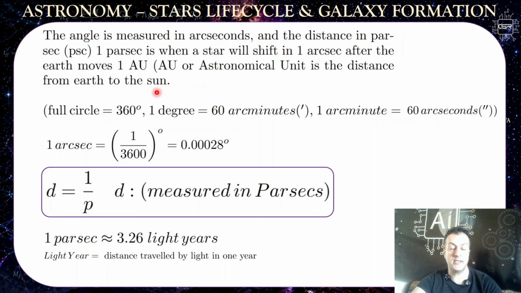A full circle is 360 degrees. 1 degree is 60 arc minutes. This is how we get the arcsecond, and 1 arc minute is 60 arc seconds. So 1 arcsec is equal to 1 divided by 3,600 degrees, which is 0.00028 degrees. The distance in parsecs is equal to 1 divided by p. 1 parsec is approximately 3.26 light years. 1 light year is equal to the distance traveled by light in an entire year.